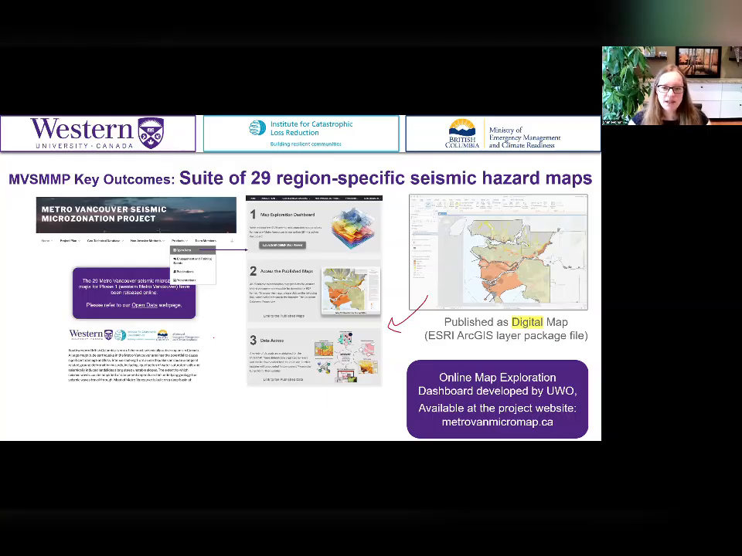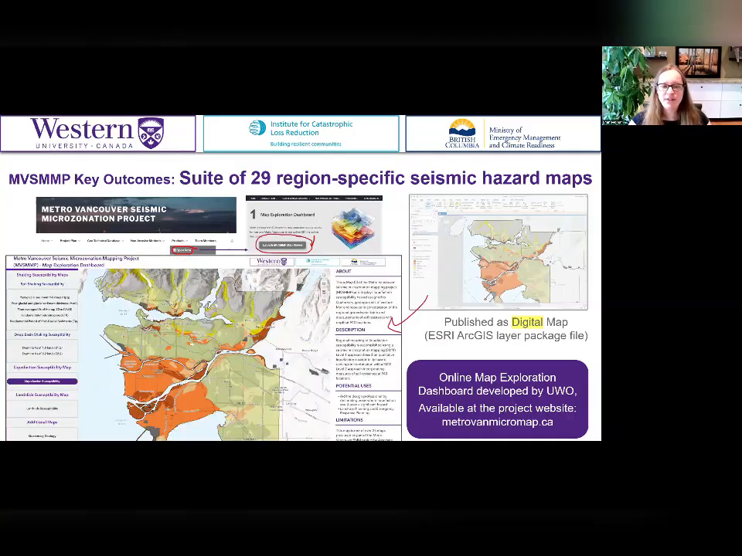Not to be outdone, my Western team has also worked on making the data available through our project website on the open data page. And we've now today launched our map viewer that allows you to look at these maps online as well. So you don't have to download them. You don't need ArcGIS Pro. You can look at these maps today online.